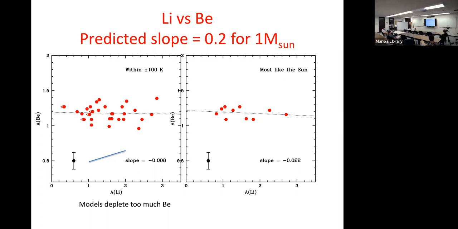There's no slope between lithium and beryllium because there's no change in the beryllium. And on the right-hand side, those are those few stars that are most like the sun in all those 5 parameters. Again, the slope is pretty close to 0. So these show that there's something wrong with the model.